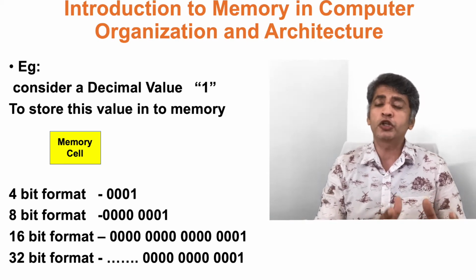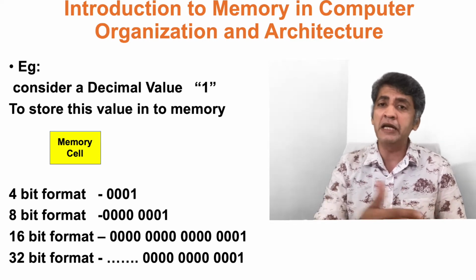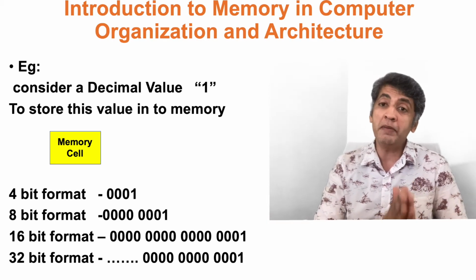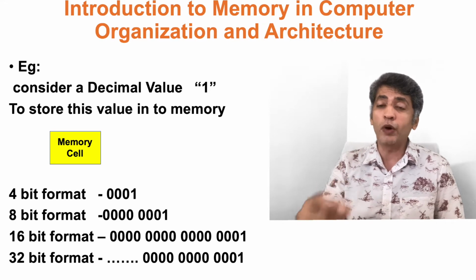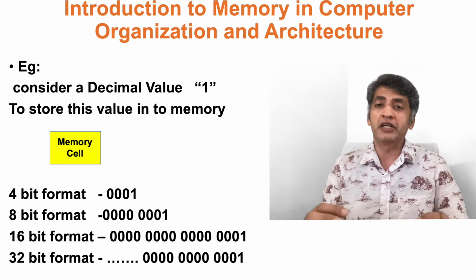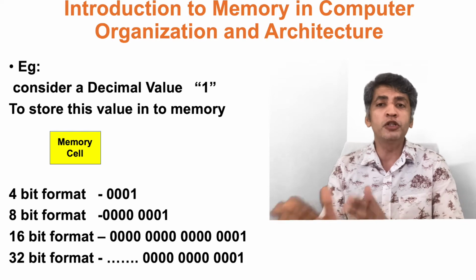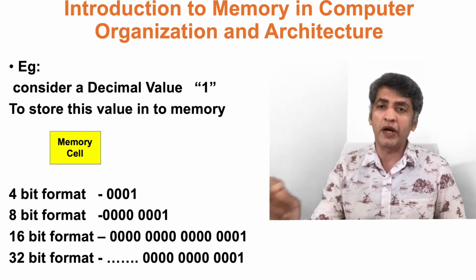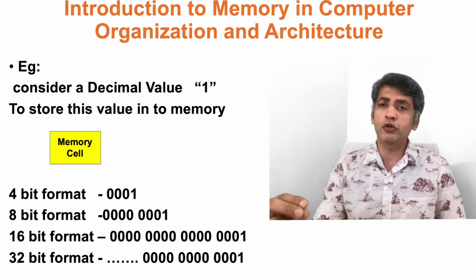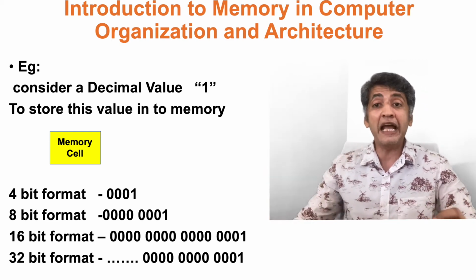If I want to convert my decimal value into binary, the formats are 4-bit, 8-bit, 16-bit, or 32-bit. But your memory cell can hold only 1 bit at a time. Now here, take the 4-bit format. You can see it on the screen. If I convert my decimal value into 4 bits, it is 0001. But if I go to the 8-bit format, the first 4 bits are 0000 and the second 4 bits are 0001. So this is the 8-bit format.